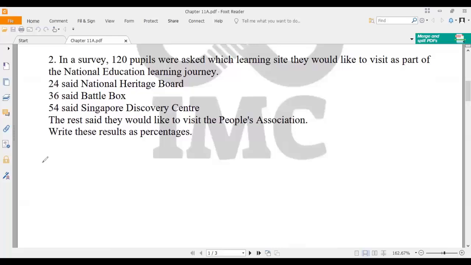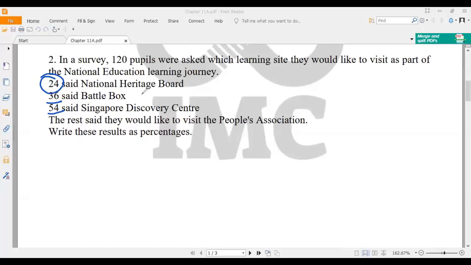Now, question number 2. Question number 2 says, in a survey, 120 pupils were asked which learning site they would like to visit as part of the National Education Learning Journey. 24 say National Heritage Board, 36 Battle Box, 54 said Singapore Discovery Center, and the rest said they would like to visit the People's Association. Write this result as percentage. So we have to write this result as percentage.